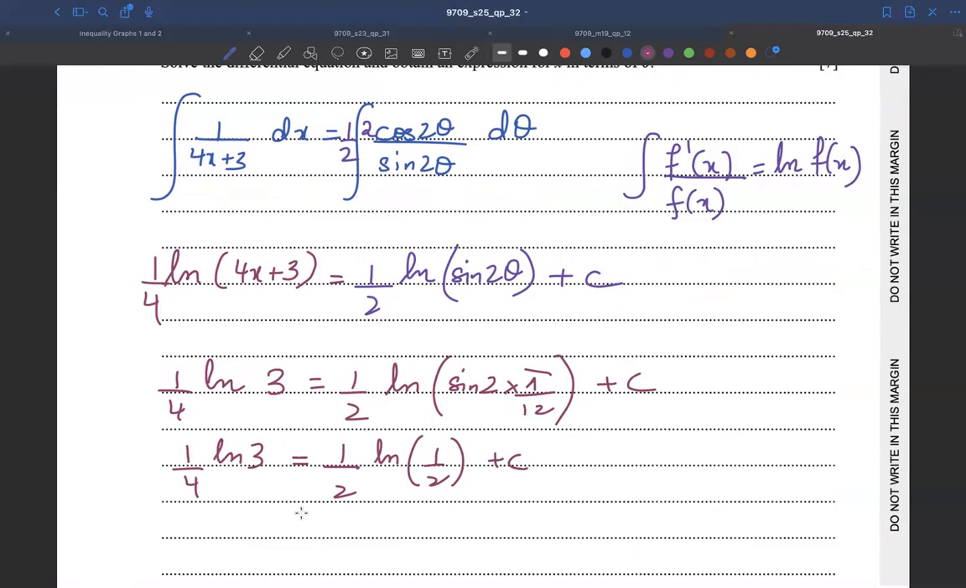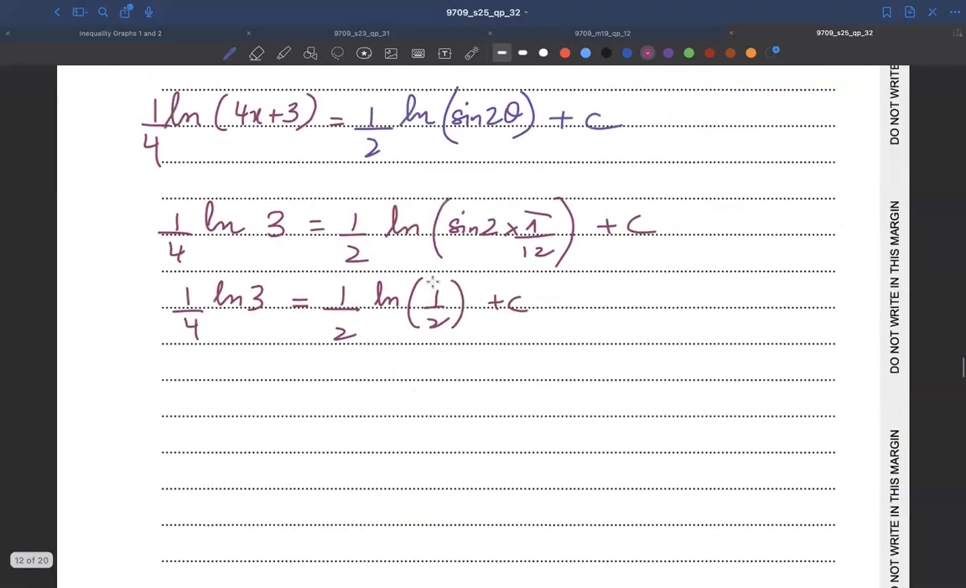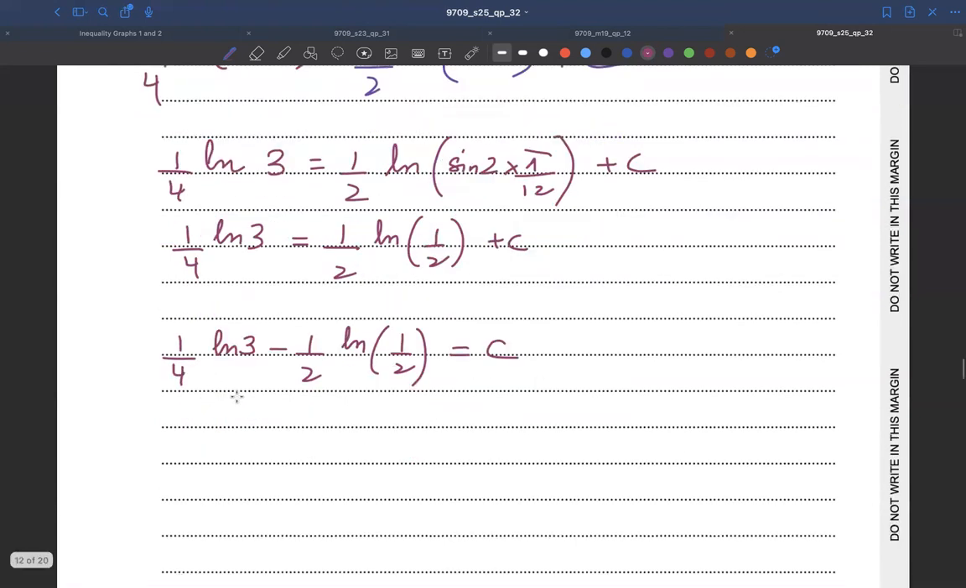Now simplifying this, we can write it as 1 upon 4 ln of 3 minus 1 upon 2 ln of 1 upon 2 equals positive c. Now, once we have this value, we can simplify it as well. We can bring this 2 in the numerator as well and write it as 2 to the power minus 1. Or we can take the LCM first maybe. So let's take the LCM.